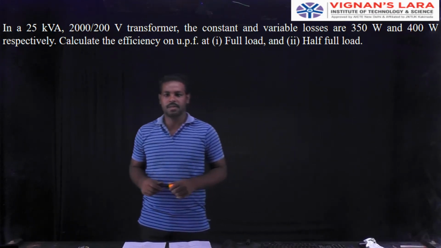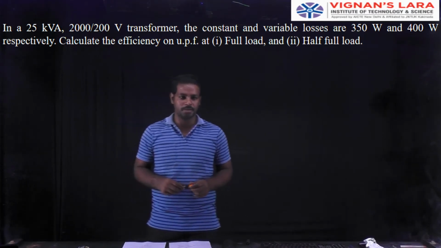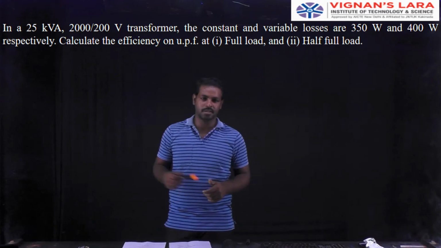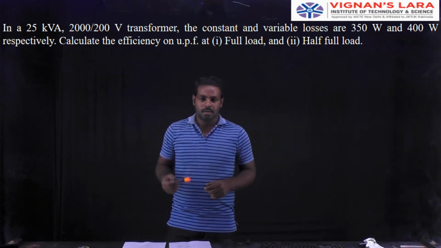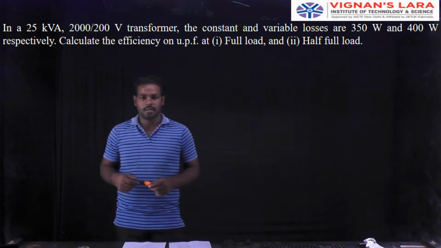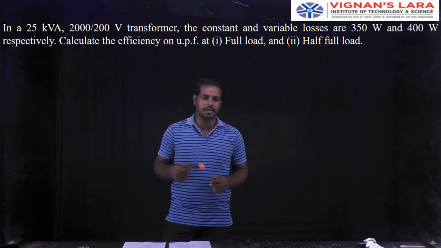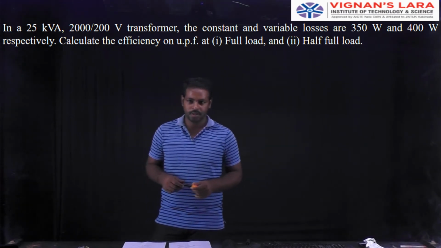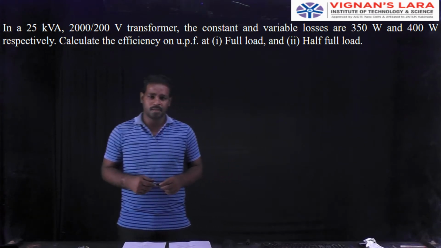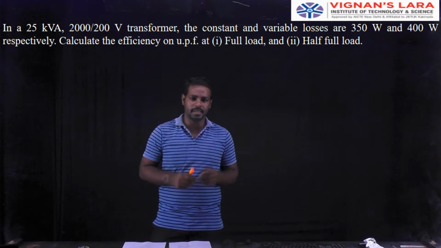So last class we discussed the OC and SC test, so the corresponding circuit parameters are to be calculated, such as cos phi naught, cos phi SC, R naught, X naught, and finally R01, X01 and Z01. These are called the circuit parameters of a transformer. Today we are discussing very important problems related to the OC and SC test.